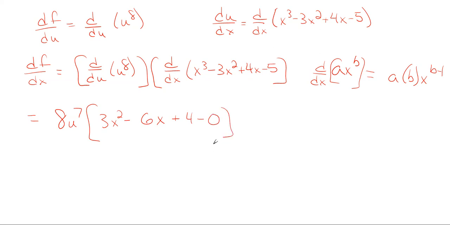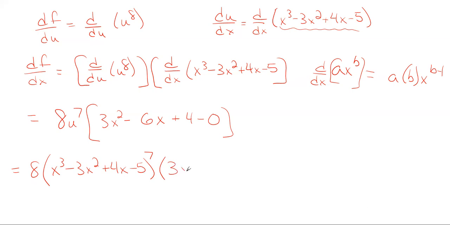Alrighty. So let's plug back in what we had for u, which was this expression right here. So we will have 8 times that entire expression, which is x cubed minus 3x squared plus 4x minus 5, all of that to the power of 7. And then multiplied by the second portion here of 3x squared minus 6x plus 4.